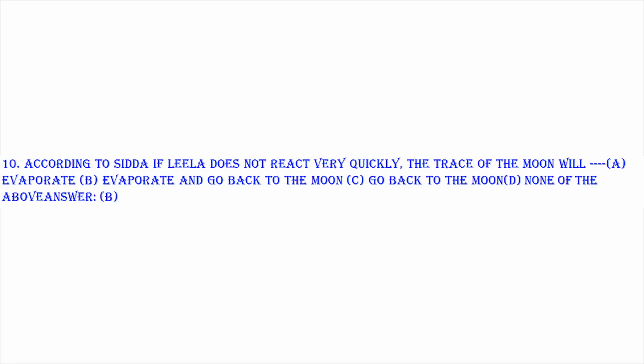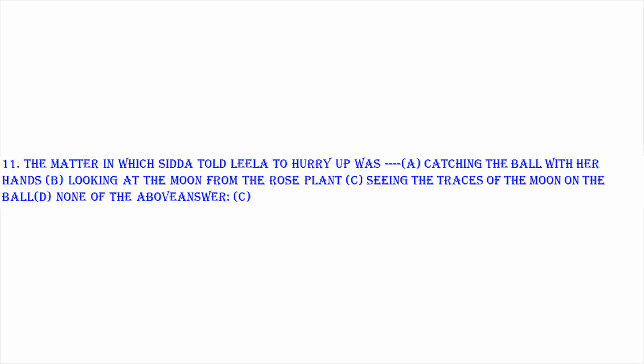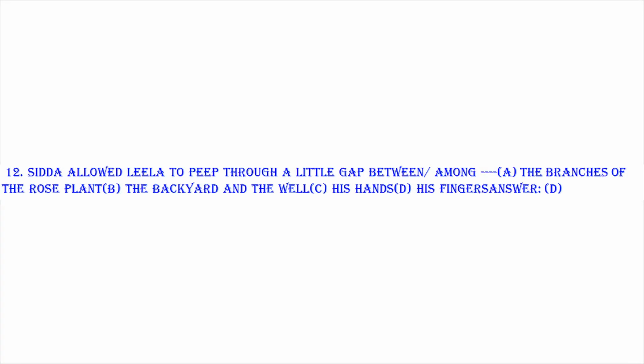Answer, B. 11. The matter in which Siddha told Leela to hurry up was, A, catching the ball with her hands, B, looking at the moon from the rose plant, C, seeing the traces of the moon on the ball, D, none of the above. Answer, C. 12. Siddha allowed Leela to peep through a little gap between, A, the branches of the rose plant, B, the backyard and the well, C, his hands, D, his fingers.